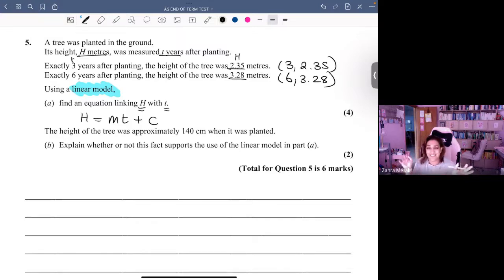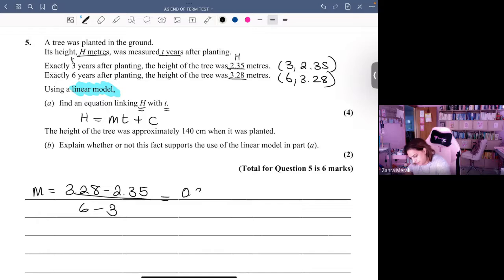Now the blurb doesn't matter anymore. You've got two coordinates. You find the equation of the line going through those two coordinates. So we're going to find our gradient, change in y divided by my change in x. So 3.28 minus 2.35 over 6 minus 3. Yeah, and I get 0.31.